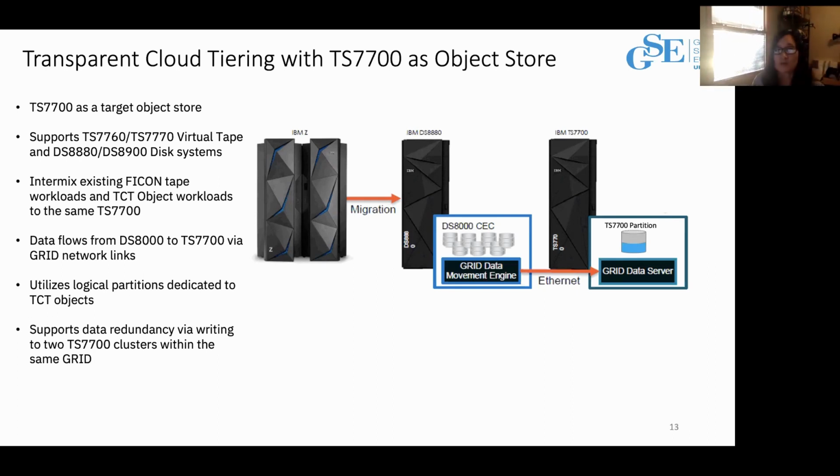We are also storing this data utilizing our logical cache partitioning. I'll talk a little more about that, but it's a technology we've been using for years now to separate your tape workload and your cloud data. We also support redundancy, so you can target 1 or 2 TS7700s in the same grid from a DS8000. Next slide.